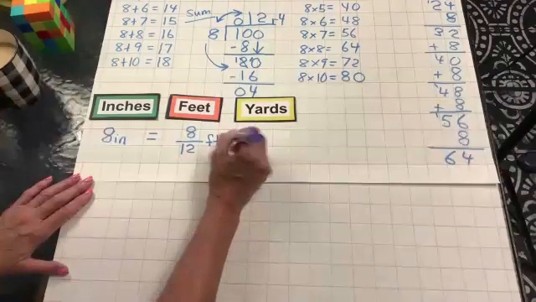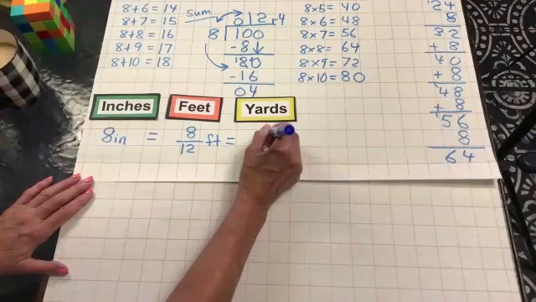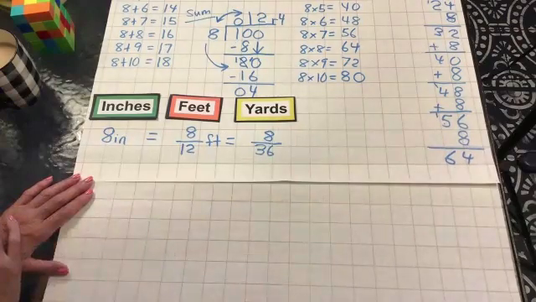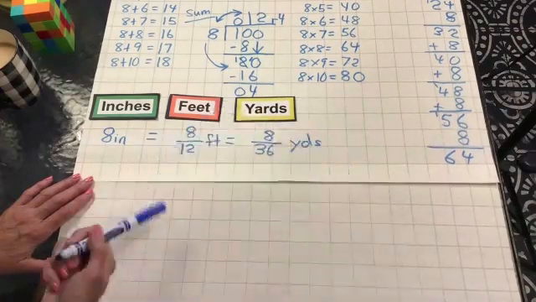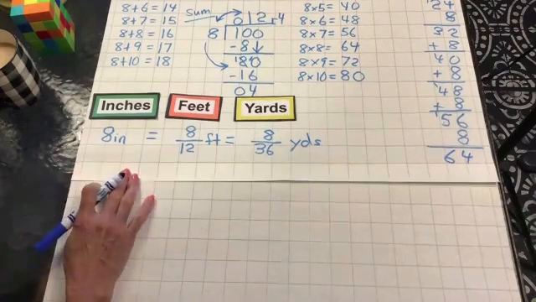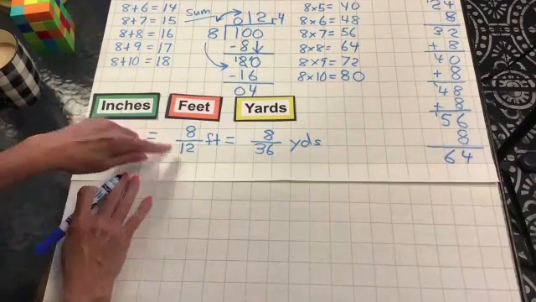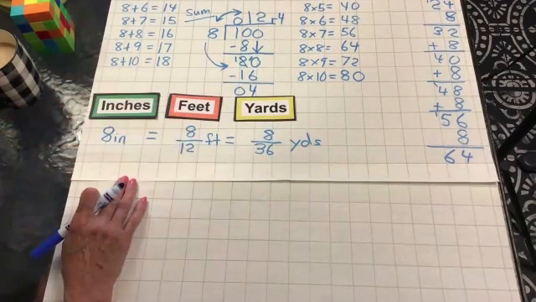And then yards, remember, it takes 36 inches to make a yard. So we have 8 out of 36 yards. Make sure we write that down. Sometimes I forget. So if I was in the room with you, y'all be yelling at me, I know. All right, so 8 inches is 8/12 of a foot, 8/36 of a yard.